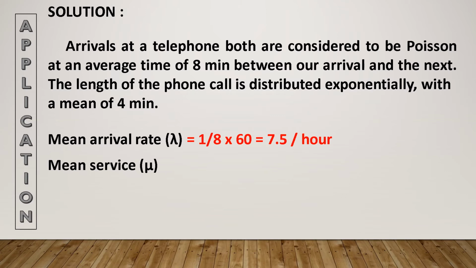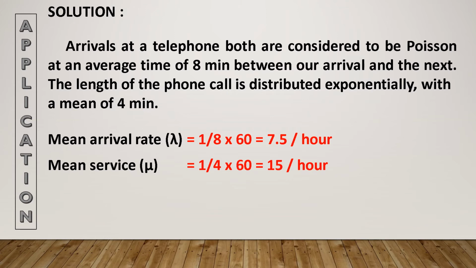as the scenario says that the arrivals at the telephone booth are considered to be Poisson, with an average time of 8 minutes between one arrival and the next. So in 1 hour, there are 7.5 arrivals. Our mean service rate is equivalent to 15 per hour. As this problem also says, the length of the phone call is distributed exponentially with a mean of 4 minutes, meaning in 1 hour there are 15 phone calls. So that is our mean arrival rate and mean service rate.